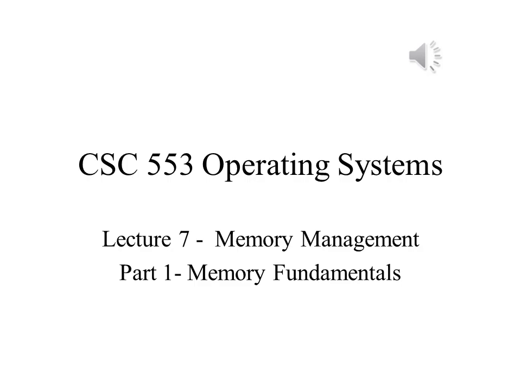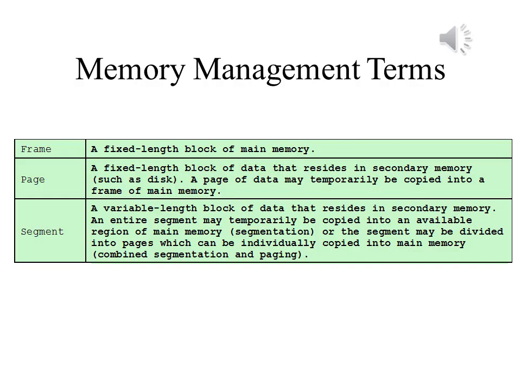In Part 1 of Lecture 7, we will discuss memory fundamentals. In a uniprogramming system, main memory is divided into two parts: one part for the operating system, the resident monitor or kernel, and the other part for the program currently being executed. In a multiprogramming system, the user part of memory must be further subdivided to accommodate multiple processes. The task of subdivision is carried out dynamically by the operating system and is known as memory management.